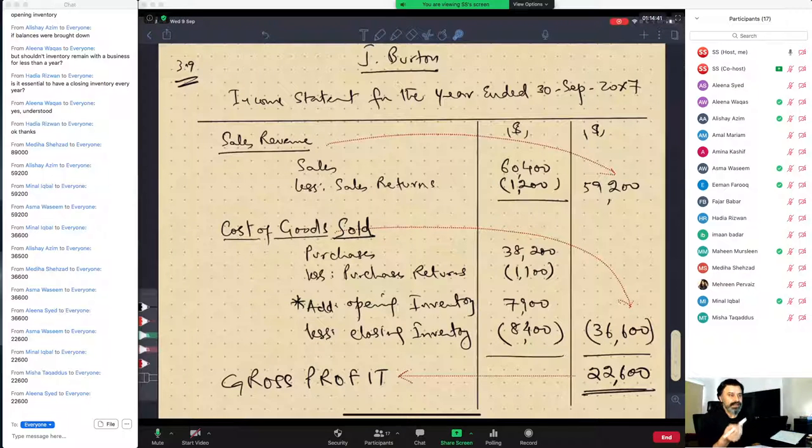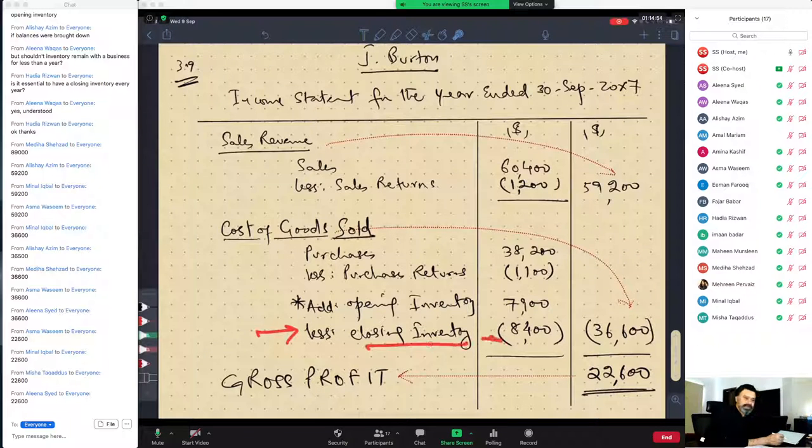Since we are calculating the cost of goods which were sold, every item of inventory which we could never sell needs to be subtracted from there. And that is the reason why we subtracted the closing inventory here, because this is representing the goods which could not be sold.